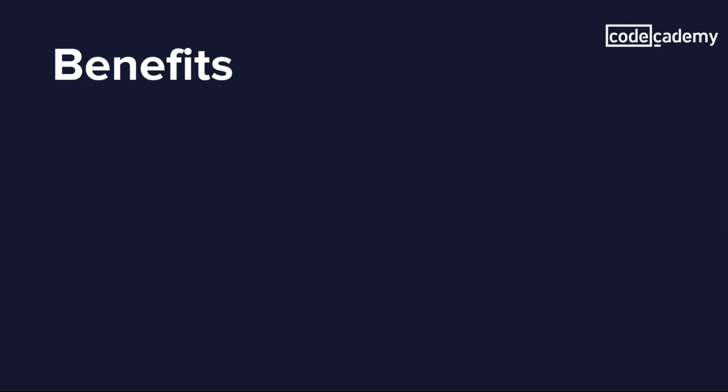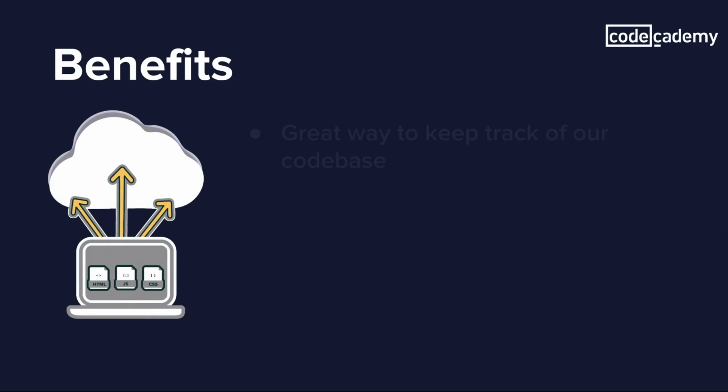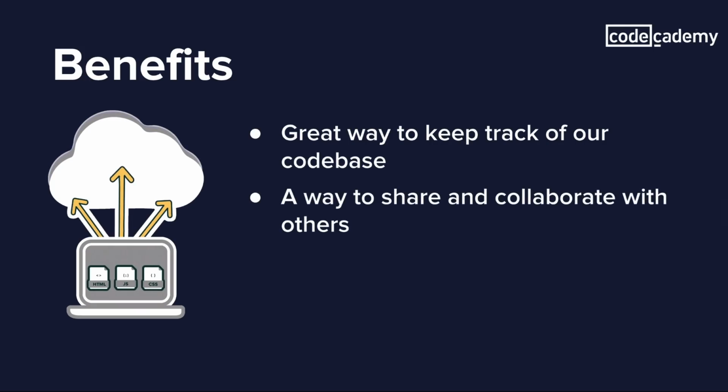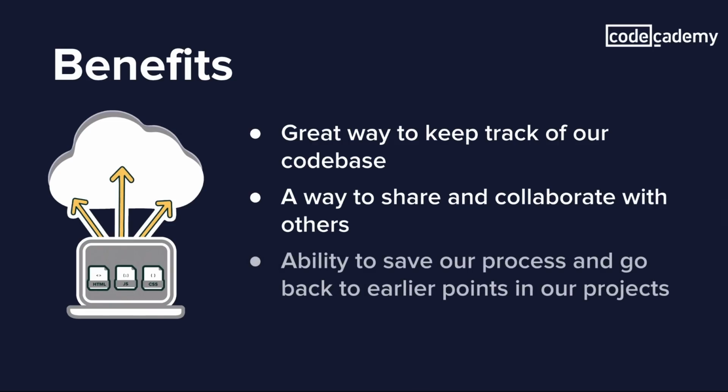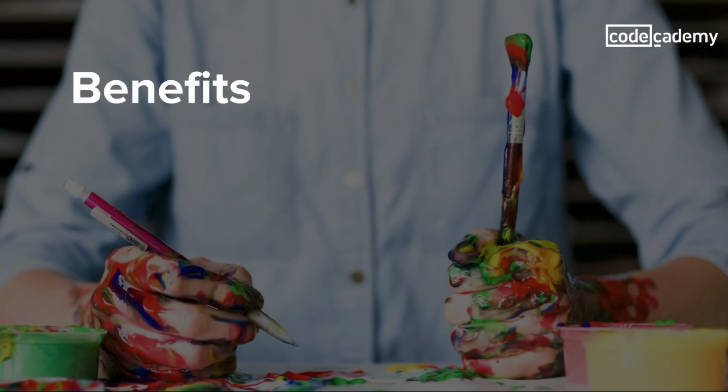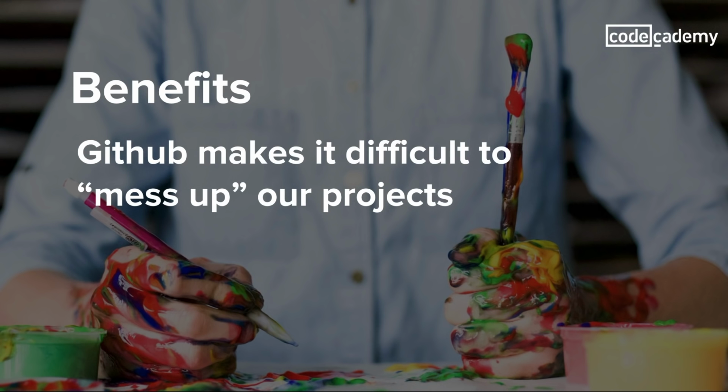What are the benefits of working with GitHub? GitHub is a great way to track our code base, to share and collaborate, as well as to save our process and go back to earlier points in our projects. We all have experienced or will experience when we get our project to a point where it's working really well, and then we go three more steps and it no longer works. With GitHub, we have the ability to go back to that earlier version and work from there. One of the major benefits is GitHub makes it difficult to mess up our projects.